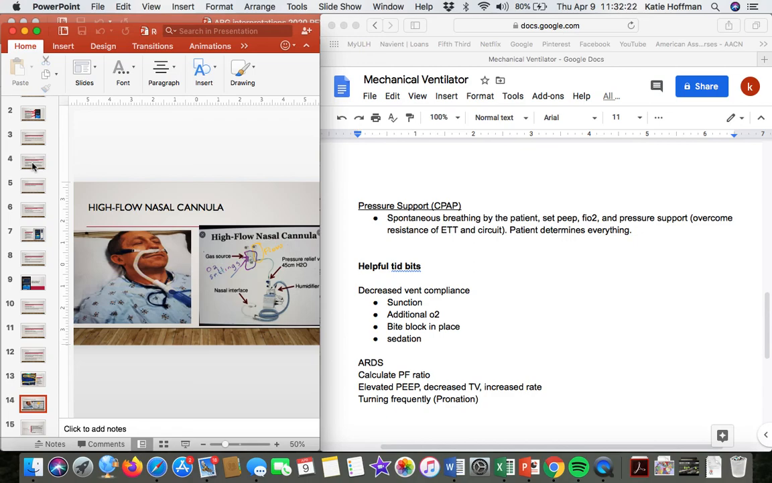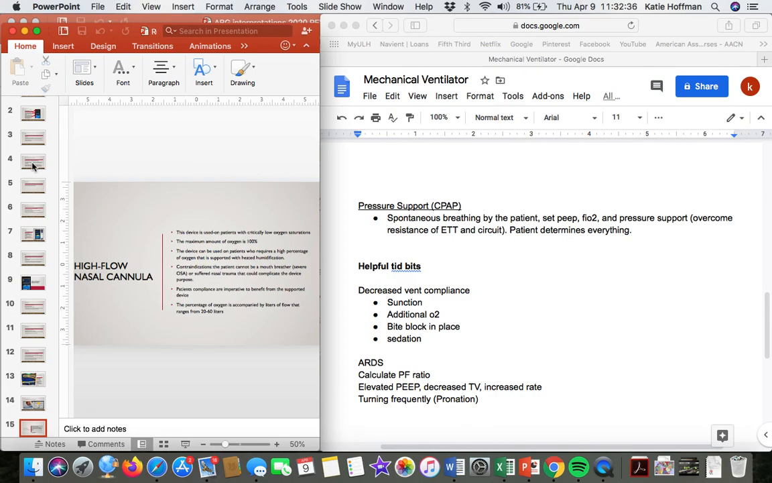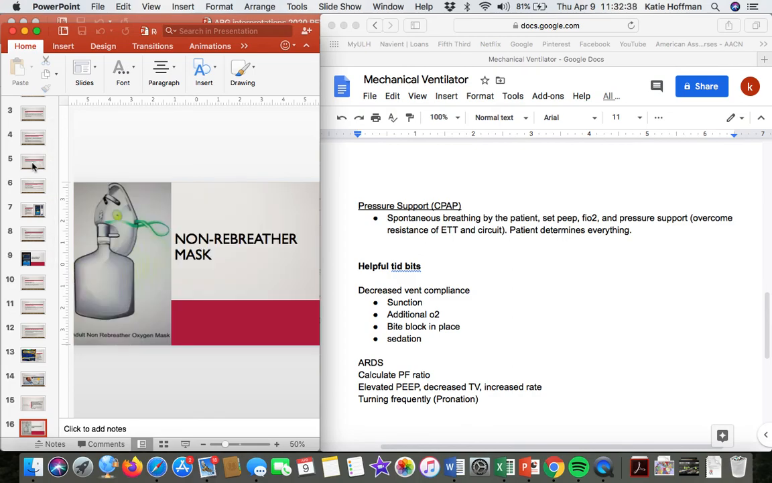She goes into information on high flow nasal cannula, which is just kind of an in-between. If your patient needs more oxygen or assistance than a regular nasal cannula, you can put them on high flow, and it provides them with a little bit of pressure and a higher level of oxygen. So feel free to reference those slides for more information.